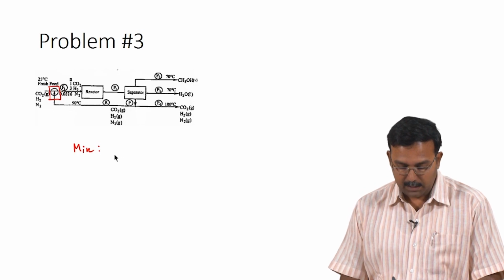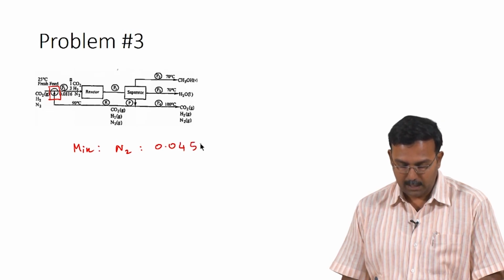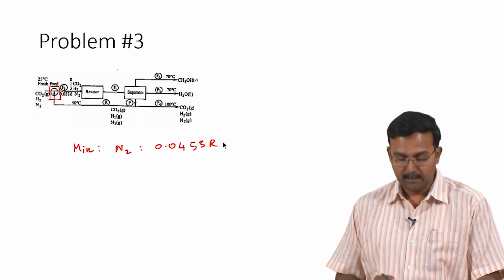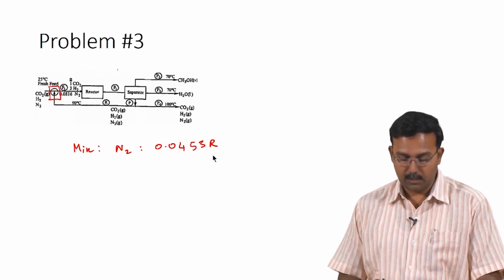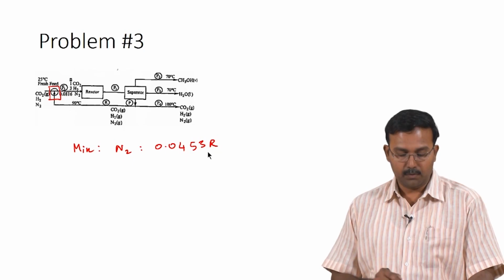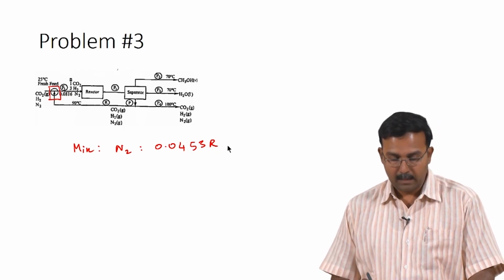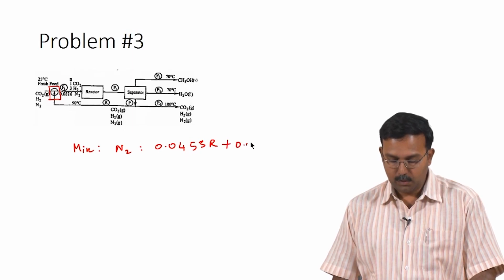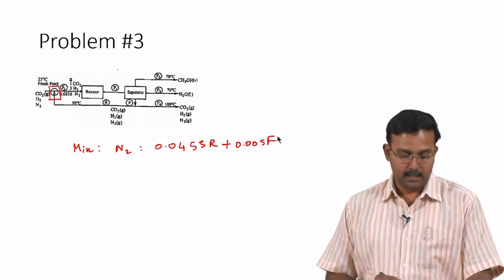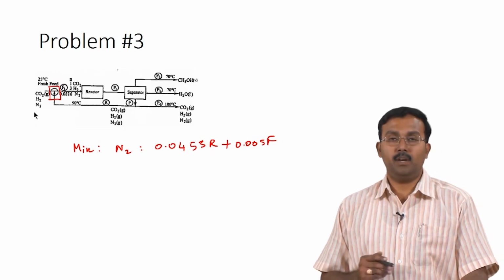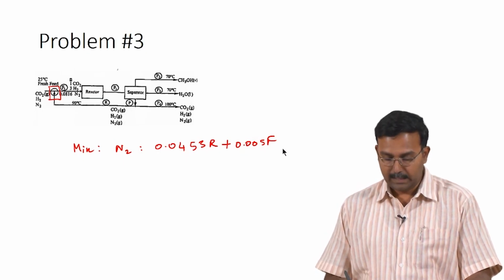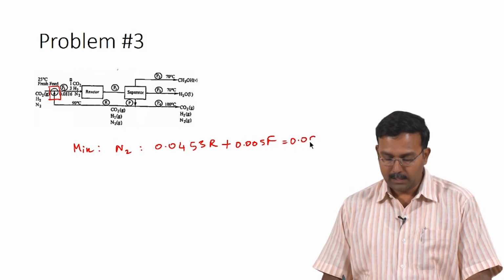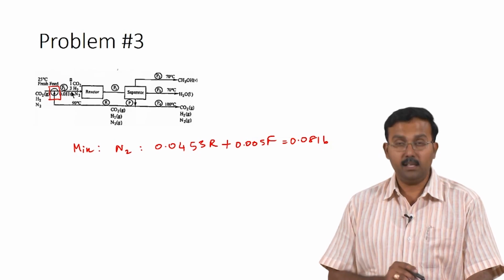So, let us first write the nitrogen balance. The nitrogen balance would be simple. You would have 0.0453 R. We had already calculated the mole fraction for nitrogen in R, which is equal to the mole fraction of nitrogen in P. Using that we get this equation: 0.0453 times R, the amount of nitrogen entering the mixing point through the recycle, plus 0.005 F. We have been told that the nitrogen in the fresh feed is 0.5%. That means the amount of nitrogen entering through the fresh feed would be 0.005 F, and this is equal to 0.0816, which is the total number of kilomoles of nitrogen in the gross feed.